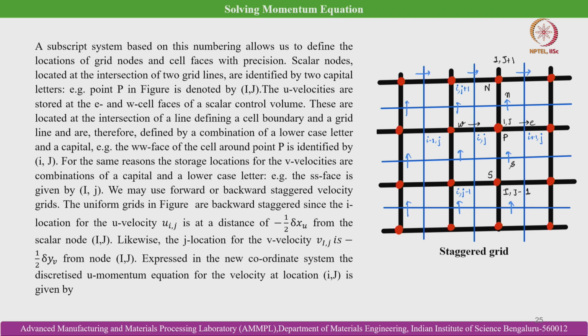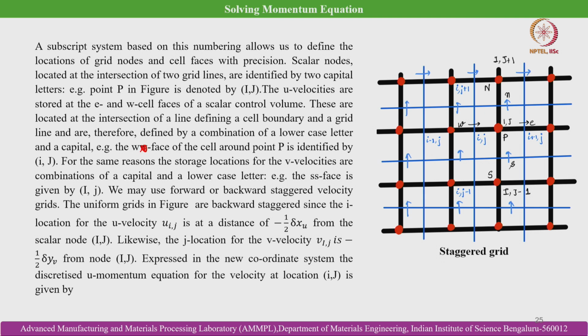These are located at the intersection of a line defining a cell boundary and a grid line, and are therefore denoted by a combination of a lower case letter and a capital letter. So that is the W face of the cell around point P, identified by i capital J. You can see here there is a small letter. We have to show it from here. So P is I capital J.